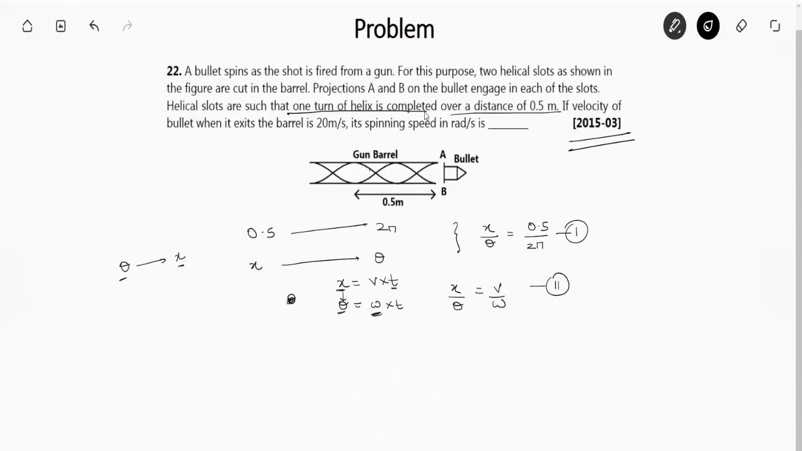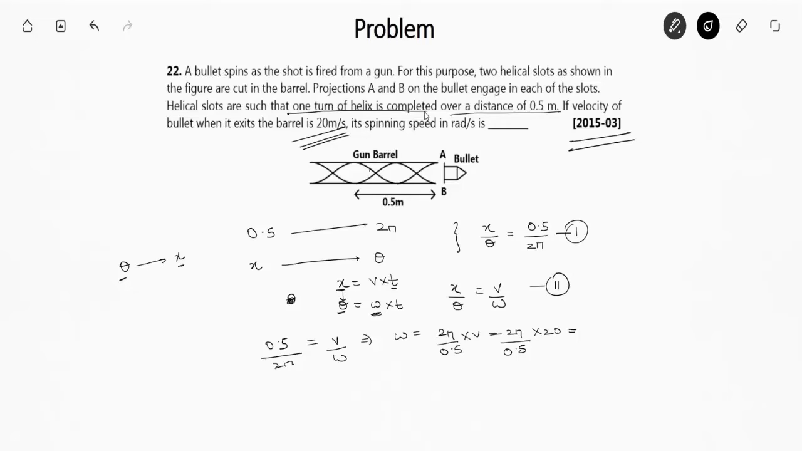From equation 1 and 2 we can write 0.5 upon 2 pi equals v upon omega. So now omega can be written as 2 pi upon 0.5 into v. They have given v is 20 meter per second. So 2 pi upon 0.5 into 20. So friends, if you put the values and solve it, you will get the value of omega as 251.833 radian per second. So friends, this is the right answer.